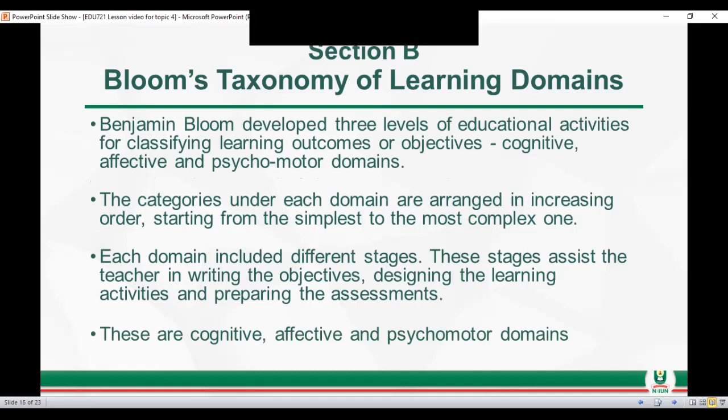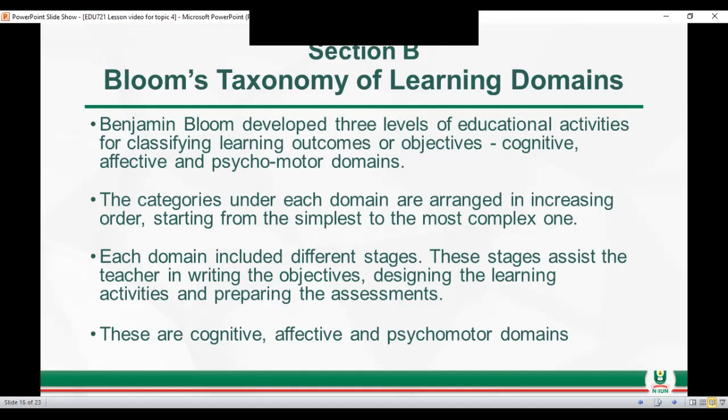Taxonomy of learning domains. Benjamin Bloom developed 3 levels of educational activities for classifying learning outcomes or objectives. Some of us are already familiar with this concept. They are the cognitive, affective, and psychomotor domains. The categories under each domain are arranged in increasing order, from the simplest to the most complex one.